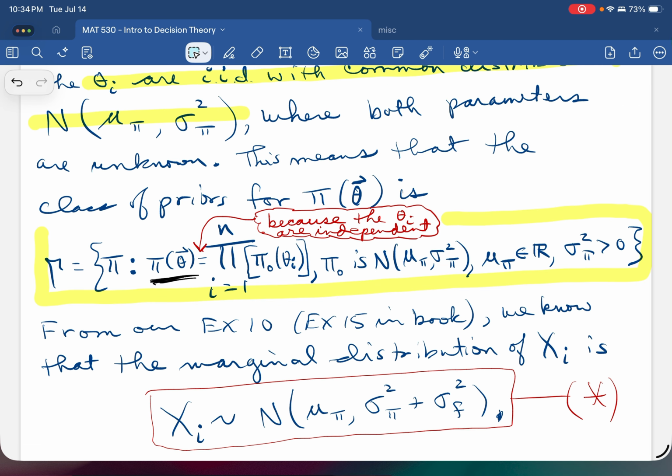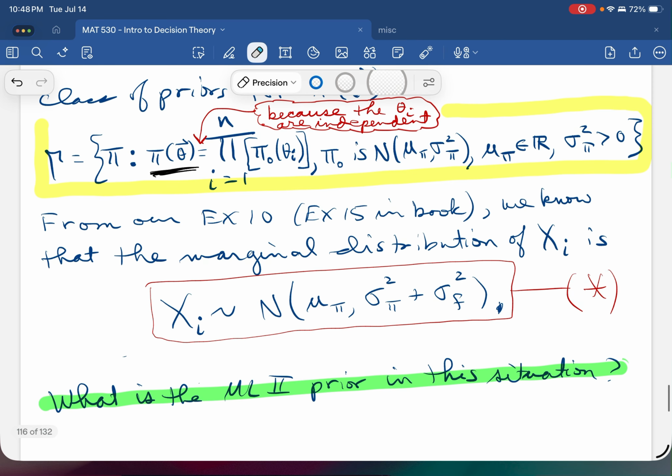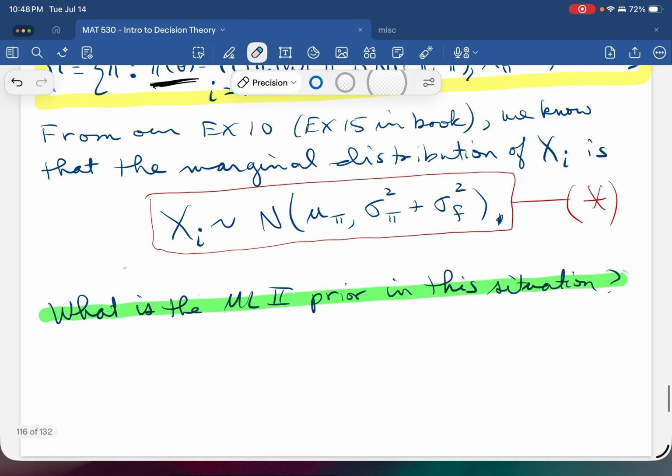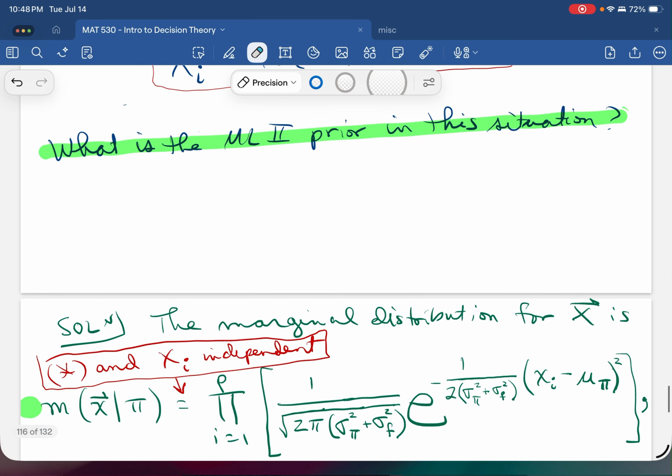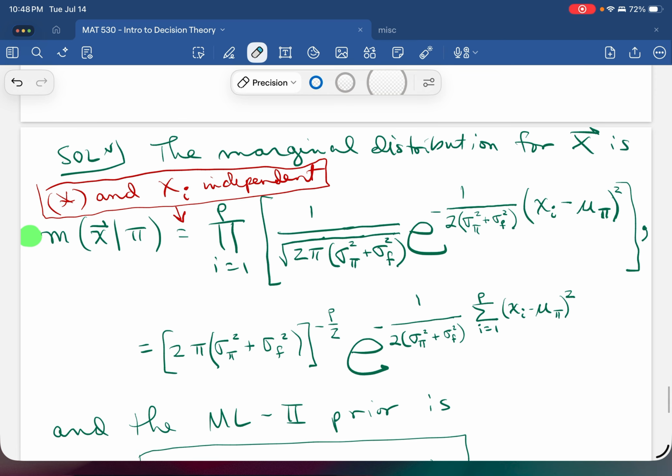So recall earlier that in this situation we noted that the marginal distribution of the x_i is what we see here. So we want to choose the ML2 prior, that is, we want to select the right mu_pi and the right sigma_pi so that we maximize the quote-unquote likelihood function according to the prior distribution class that we have.